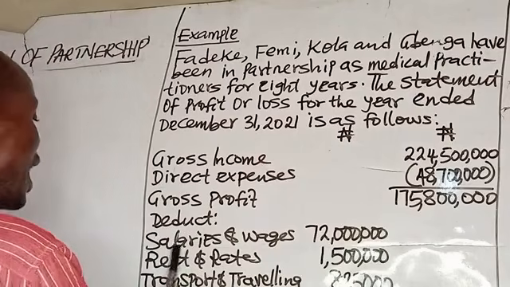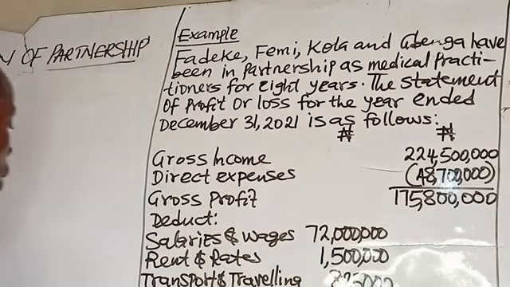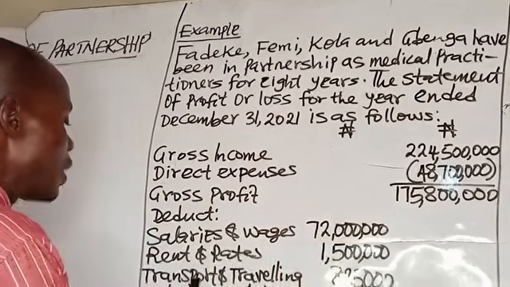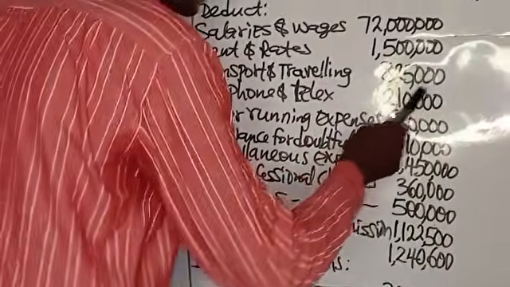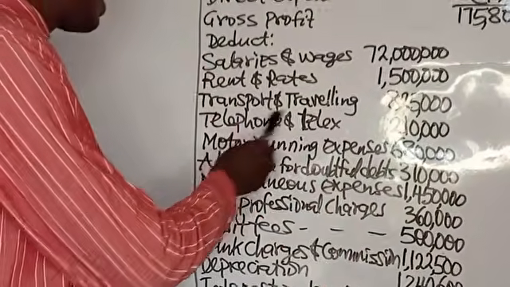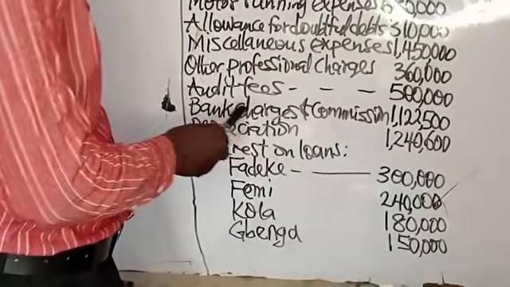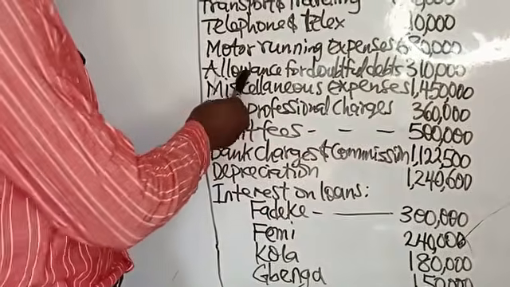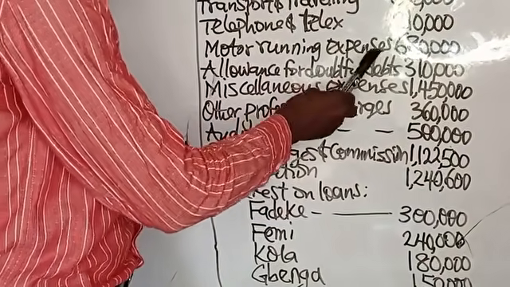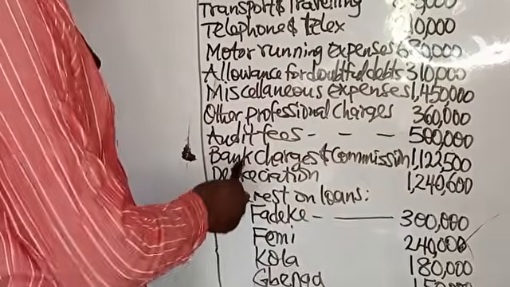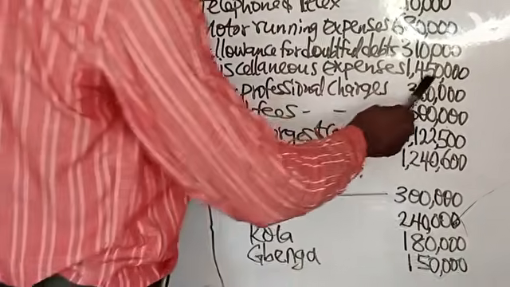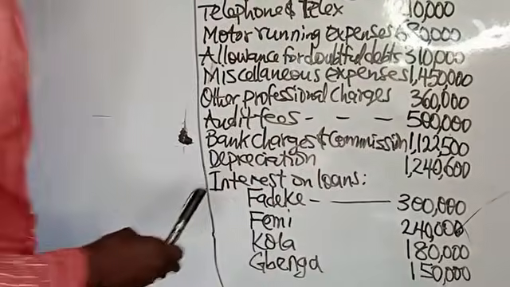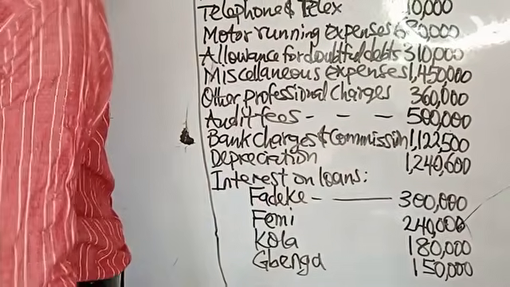Deduct salaries and wages of 72 million. Rent and rates of 1.5 million. Transports and traveling 825,000 naira. Telephone and telex 210,000 naira. Motor running expenses of 680,000 naira. Allowance for doubtful debts 310,000 naira. Miscellaneous expenses of 1,450,000 naira. Other professional charges of 360,000 naira. Audit fees of 500,000 naira.